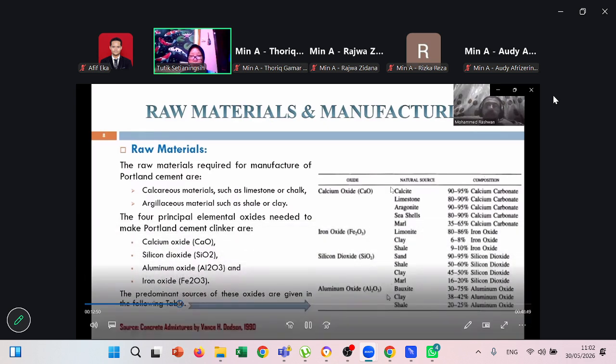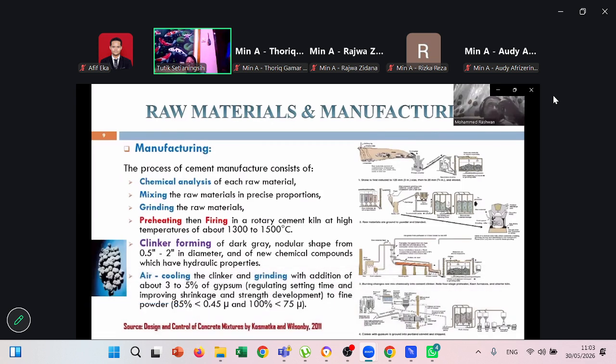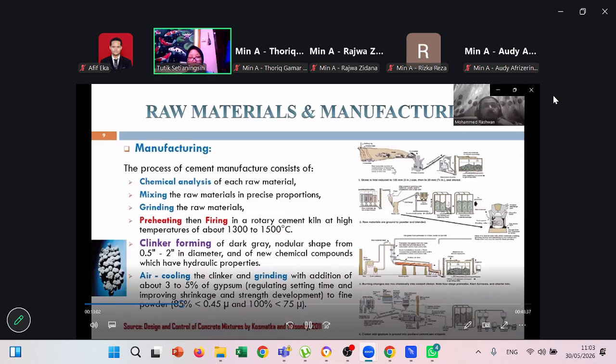Aluminum oxide can be provided from bauxite, clay, or shale. The manufacture of cement, or Portland cement, consists of the following steps.